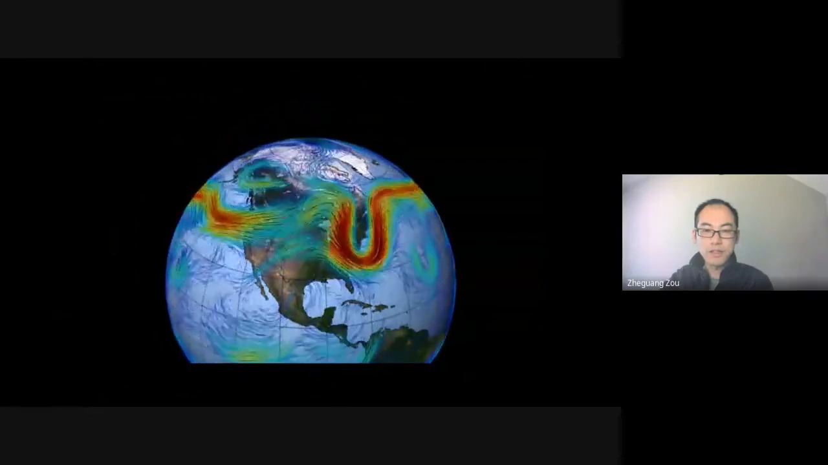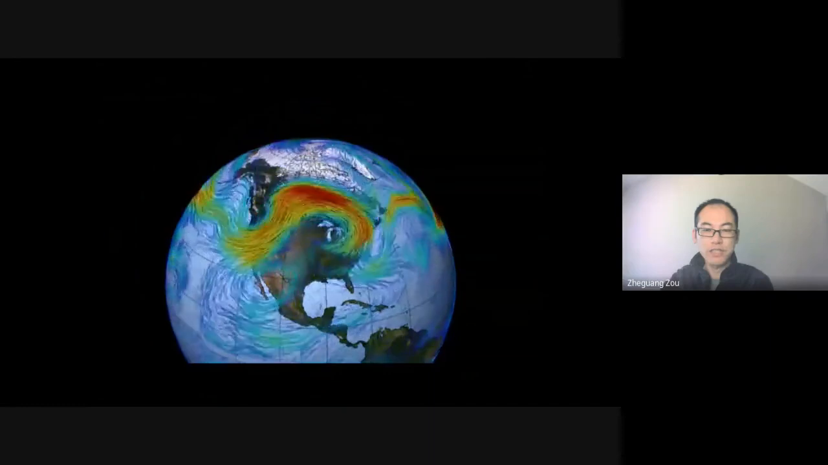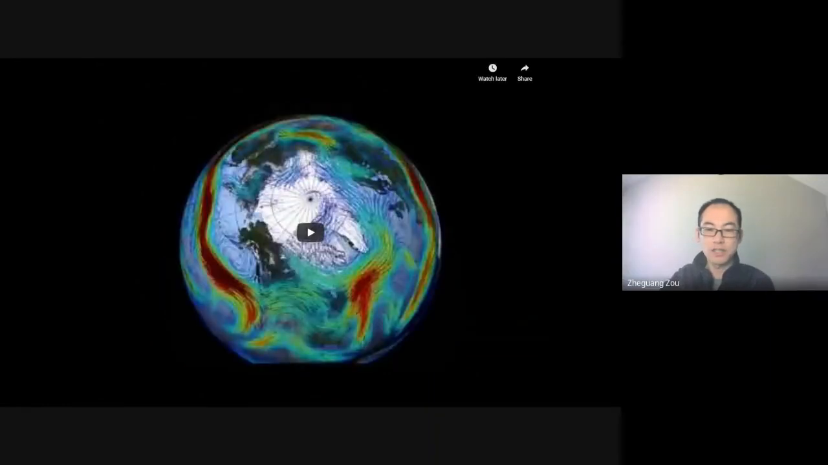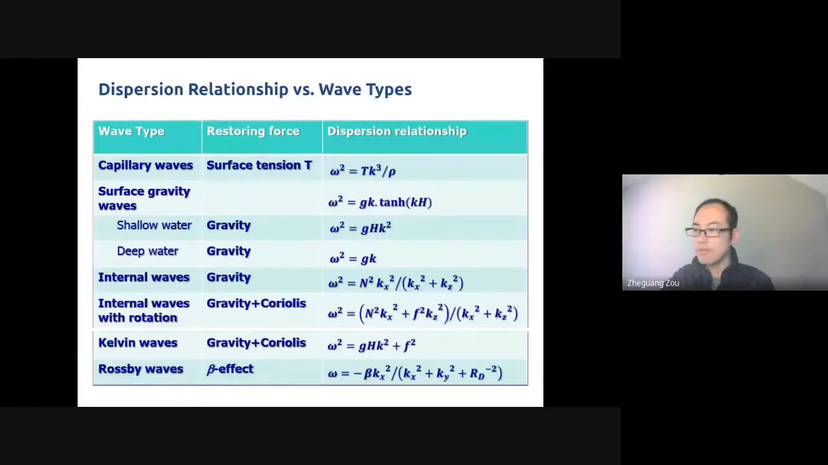This is for the air, but in the ocean we have a similar concept, but it's not easy to illustrate from satellite. Okay, I think for now we covered all the waves. I didn't cover the capillary waves. We only talked a little bit about them when we talked about surface tension. But this is kind of a summary for all the wave types.